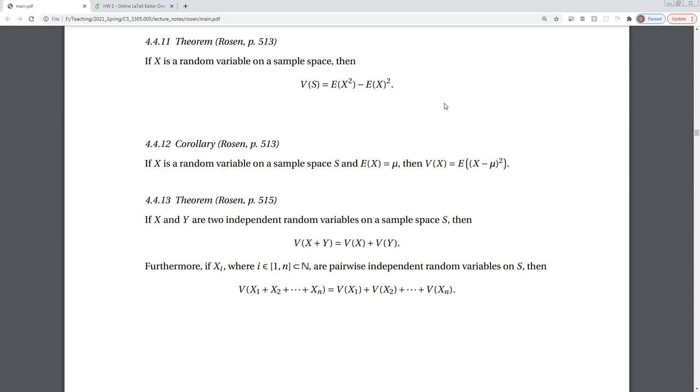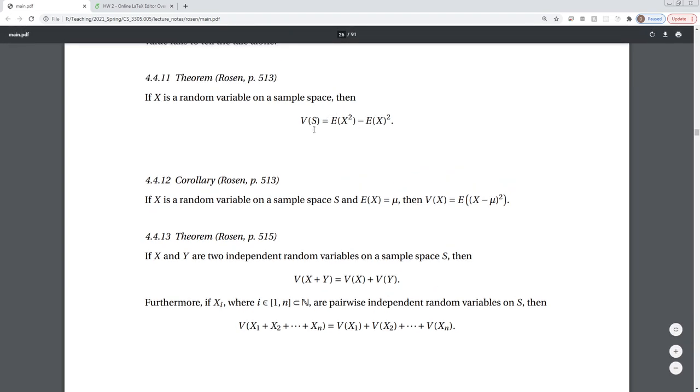So now we have this theorem. If X is a random variable on a sample space S, then the variance of X is equal to the expected value of X squared minus the expected value of X, all squared. Okay, so that was a theorem. Another theorem, or corollary to that theorem: if we have a random variable X on sample space S, and the expected value of X is equal to m, that's our mean, then the variance of X is equal to the expected value of (X minus that mean) squared, right?